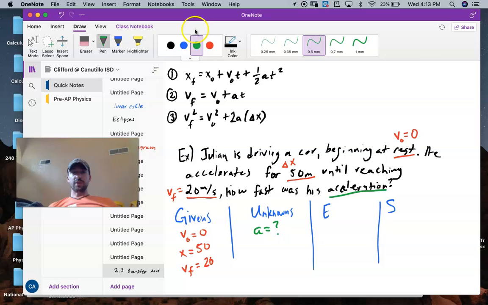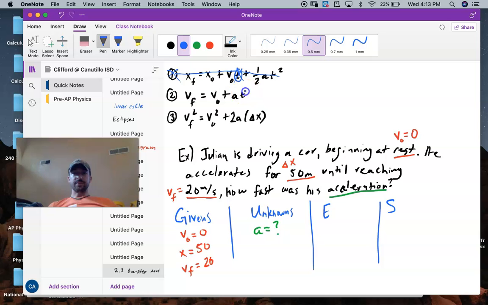Now the next thing you want to do is you want to look at all the things that we know and all the things that we're looking for and look through these problems and see which one has everything you need. So like if you look at this first one, we have XF, it's 50. We have our initial position, it's 0. Our initial velocity we know, but time, we don't know that. So that makes this first one not a possibility. So that is not going to be what we're going to be using for our equation.